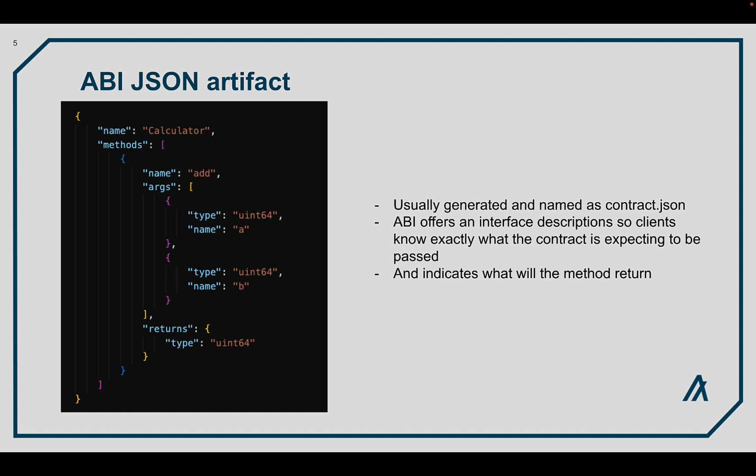As we can see here, just by reading the JSON file it is enough to know that we have a smart contract called calculator that has a method called add, which receives two arguments, A and B, both of type uint64, and this method will return a uint64 value. Did you see? That's the magic of ABI, and any client will be able to read this and understand how to interact with your smart contract in Algorand.